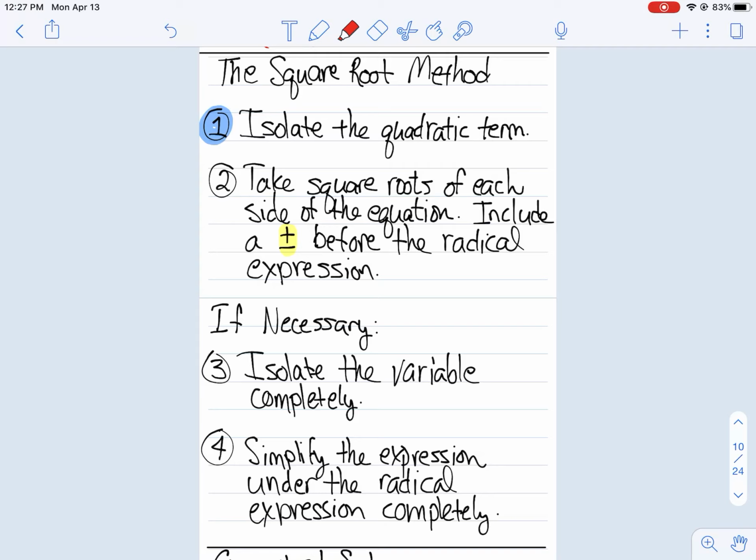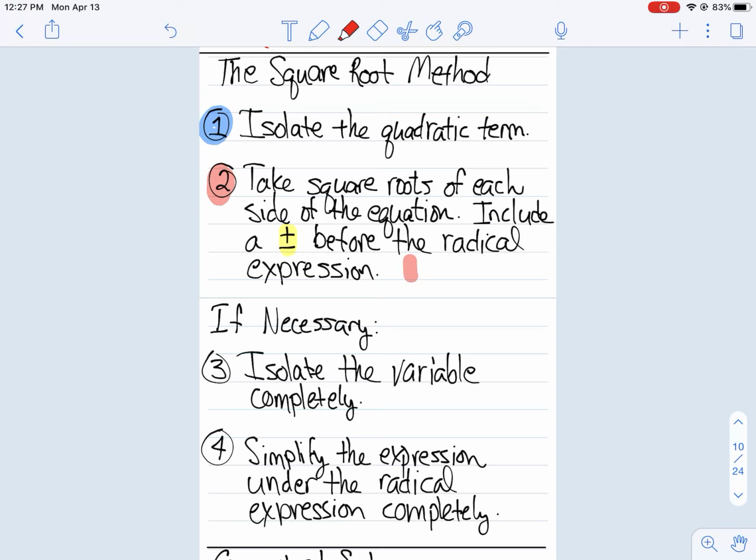So we'll talk about how to do that coming up here. And then once that happens, we want to take square roots of each side of the equation. In order to account for both solutions, make sure you put a plus or minus sign before the radical expression, especially if the number you're taking the square root of is not a perfect square. So, for example, the square root of 13 is going to stay the square root of 13. We're going to leave these in radical form. So it'll be plus or minus the square root of 13. So you want to make sure that you keep that in mind.